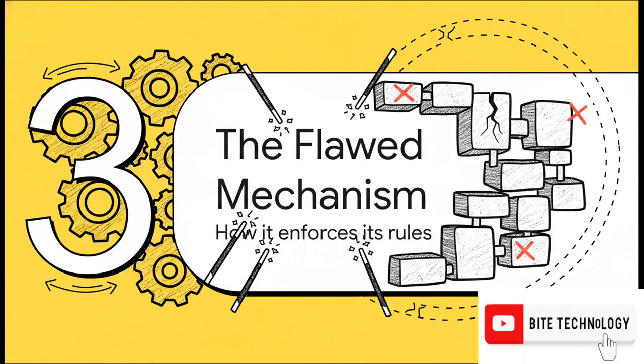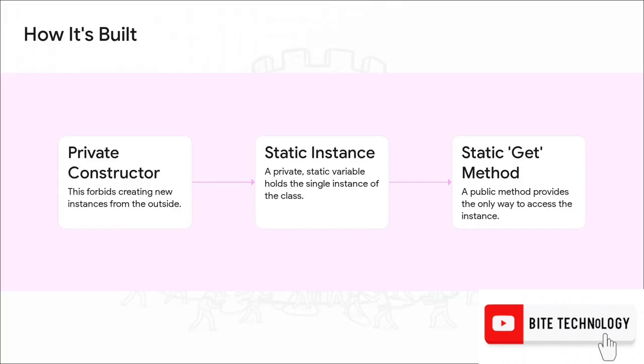So how does this thing actually work? How does the singleton pull off this clever but kind of dangerous magic trick? Let's pop the hood and look at the mechanism it uses to enforce its own rules. It's basically a three-step process that uses what are called static features of a class. Think of it like this. It locks the front door so no one can just walk in and create a new object, and then it gives you a special, single key that you have to ask for.